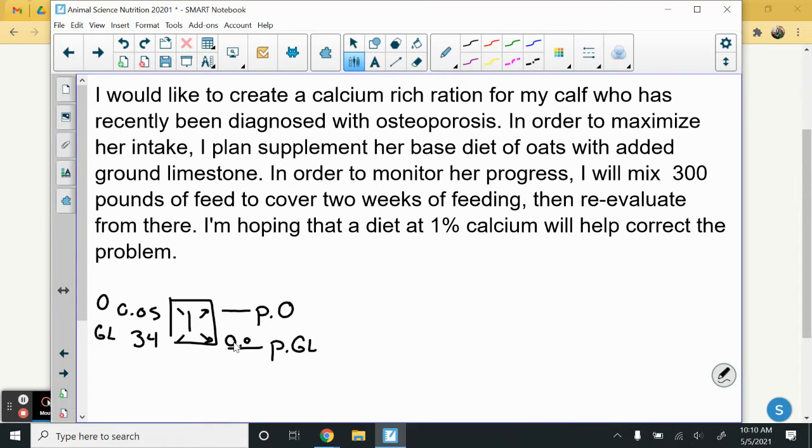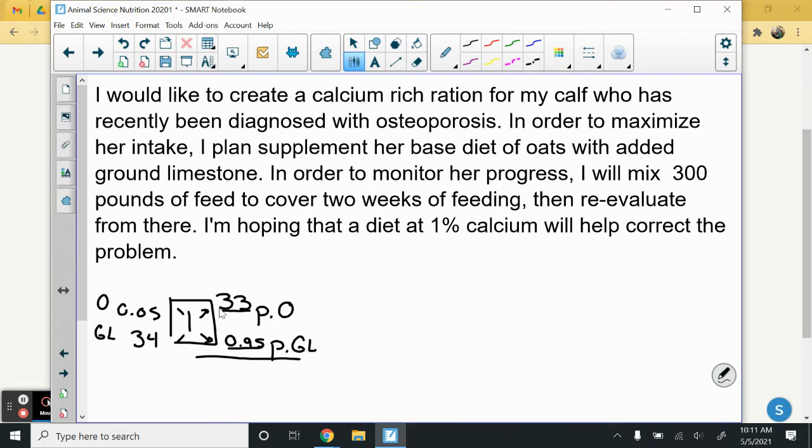As I said, my board is a little bit off right now. So I have 0.95 parts of ground limestone. Then I'm going to do my other math. So I have 34 minus 1, which thankfully is easy math. So I know that's going to give me 33 parts of oats. Okay, so now I know how much of each individual ingredient I need. Now I want to add them up.